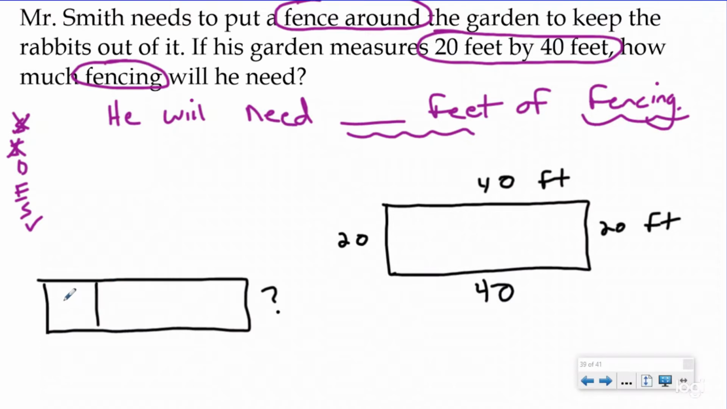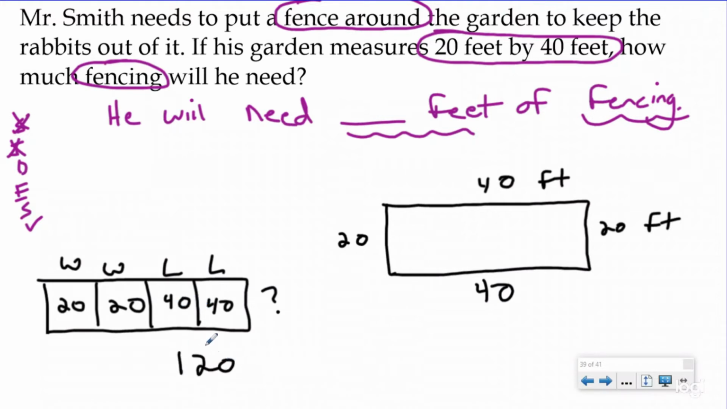I know I have 2 equal groups, or 2 sides that were 20. I'll label those as my width. And then I had 2 lengths that were 40. So when I add all of those together, I'm going to get a total of 120. So Mr. Smith will need 120 feet of fencing to put around his garden. Otherwise, those pesky rabbits will come and eat his lettuce.